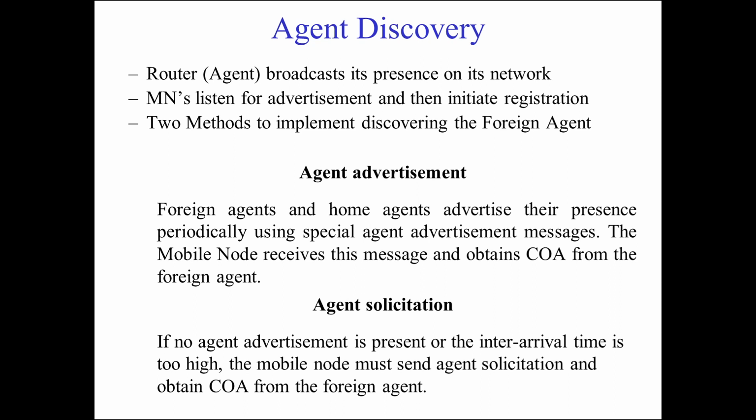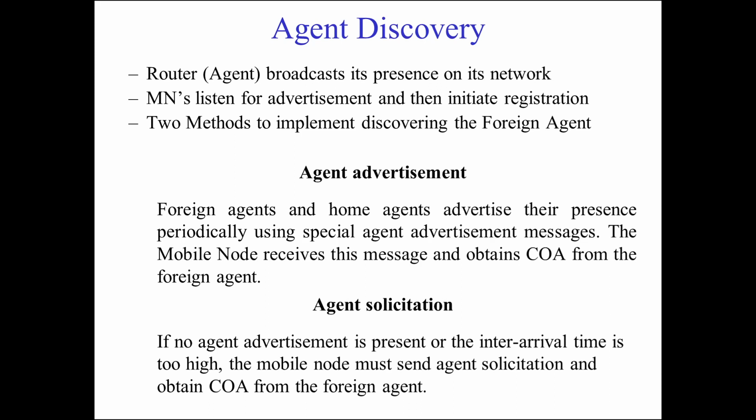When a mobile node enters a new network, called the foreign network, the agent advertisement message will be received by it, because every agent sends an advertisement message periodically to tell about its presence. So when a mobile node enters the network, it receives that advertisement message, comes to know who the agent of the network is, and gets one temporary address from the foreign agent. That address is known as the care of address. This is the first method.